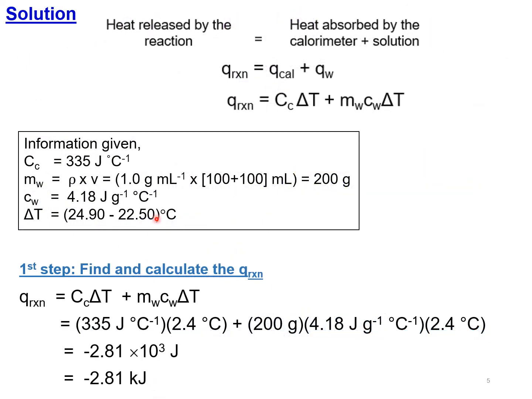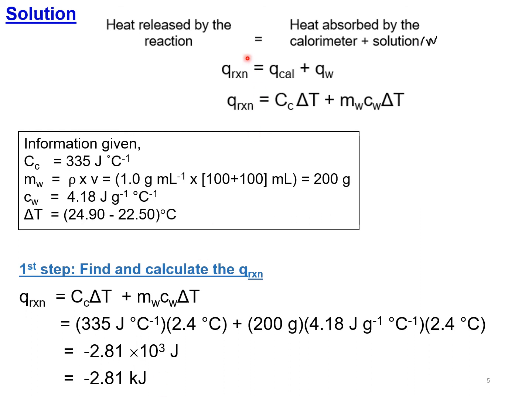Okay, so here's the solution. First of all, you cari dulu the heat released by the reaction in the calorimeter. So to find it, you can use this formula. Heat released by the reaction in the calorimeter is equal to the heat absorbed by the surrounding. The surrounding dia ialah calorimeter plus solution ataupun water lah. Okay.